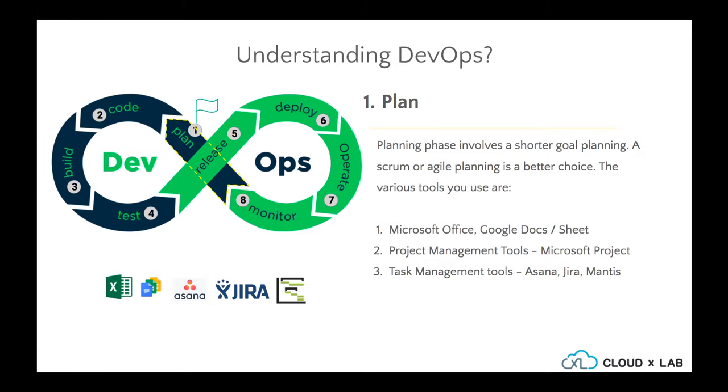Now, there's a key part of the planning. Planning can be done using any of the Scrum tools, agile planning tools. The various tools that we know of and use often are, one, Microsoft Office like Excel and Docs. You can use Google Sheets and Google Docs, whatever suits your company. The second is the project planning tools. If you have multiple people in the team, like 10-15 people, and the work is bigger, then you can use something like Microsoft Project. The third one is the task management tools like Asana, I don't know how you pronounce it, Jira and Mantis. We use Asana mostly for our planning of the software development.